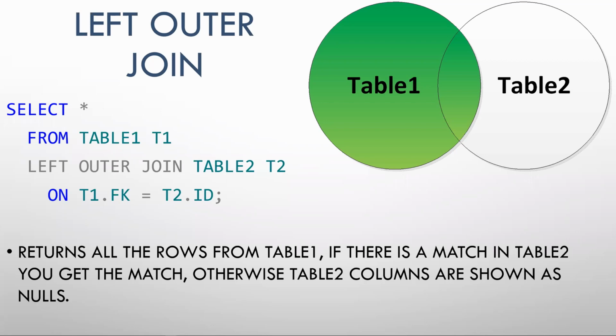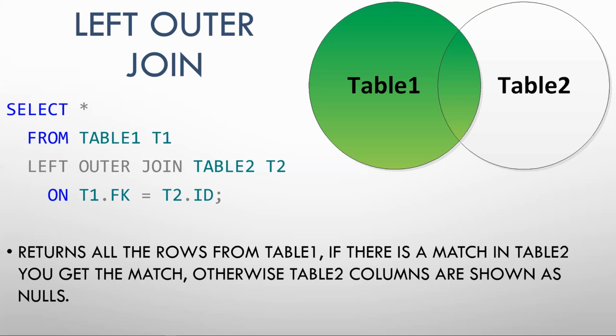So what this means is, and the only thing I've changed in this query between this one and the previous one is I changed the word inner to simply be left outer, and it's joining the same tables. And what it's going to do is return all the rows from table 1. And if there's a match in table 2, you will get the match. Otherwise, the table 2 columns will be shown as nulls.